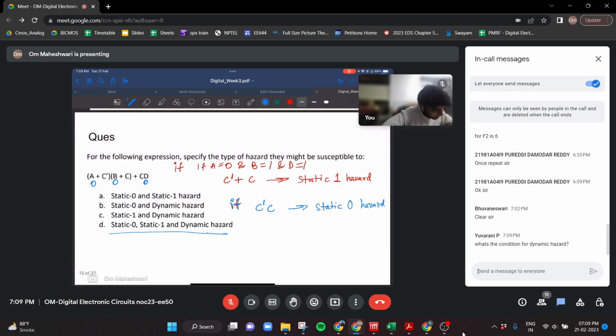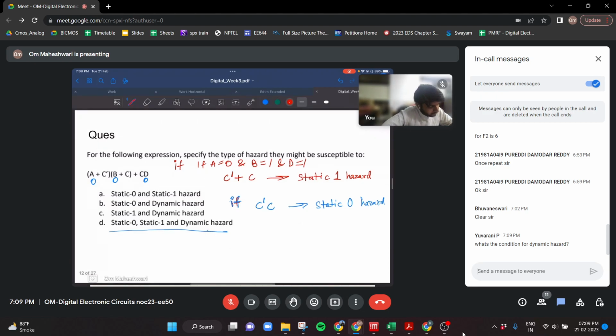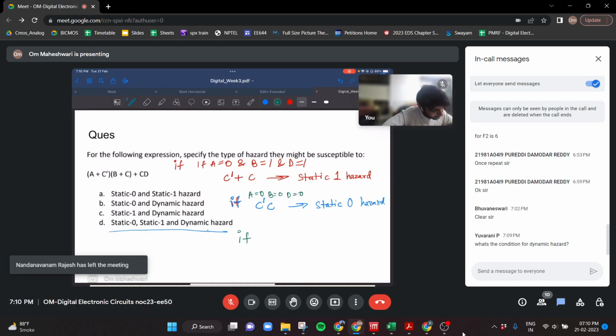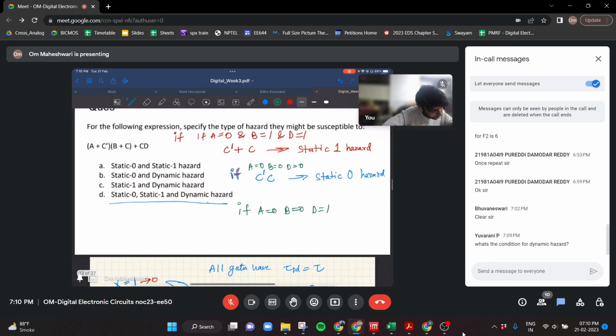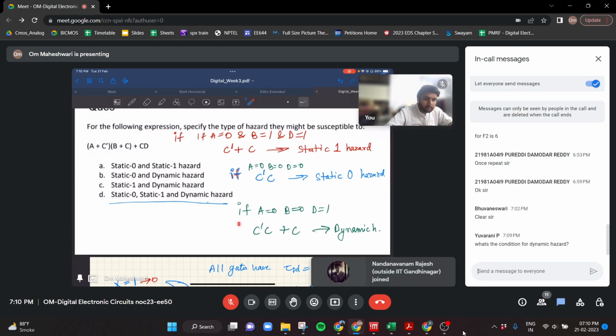And for dynamic hazard, if we have a is 0, b is 0, d is 1, then we will have c bar c plus c. This is dynamic hazard. Yeah, this is the condition for dynamic hazard: c bar c plus c.